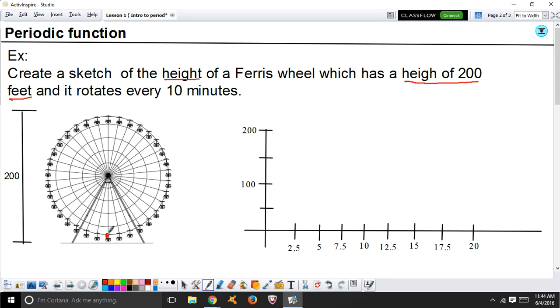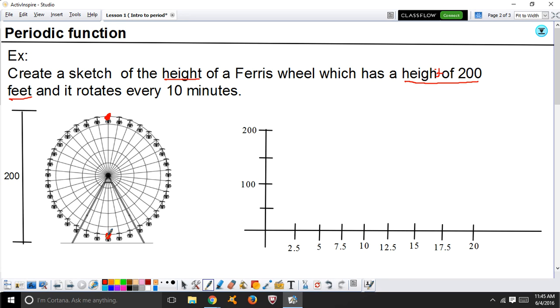Now, notice if we start looking at the height, oops, forgot the T there. Notice that if we're looking at the height, you basically start at the lowest point of this Ferris wheel. Then you keep increasing your height until you reach the highest point of that Ferris wheel. And then you start decreasing again, and now you've made a full cycle.